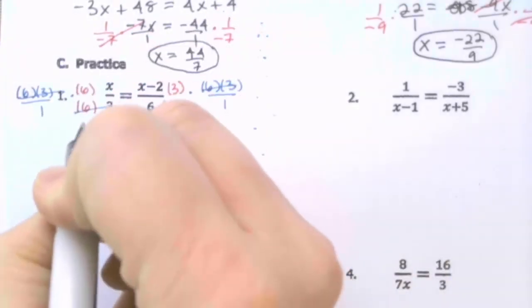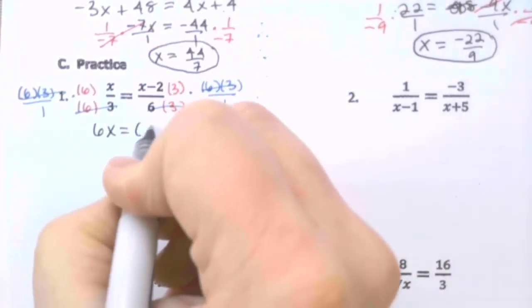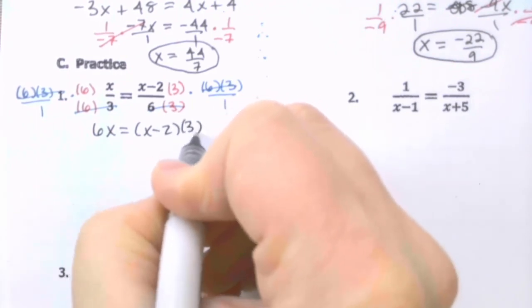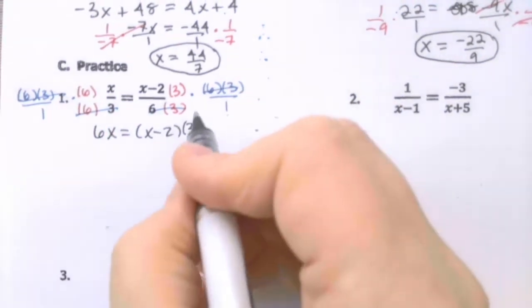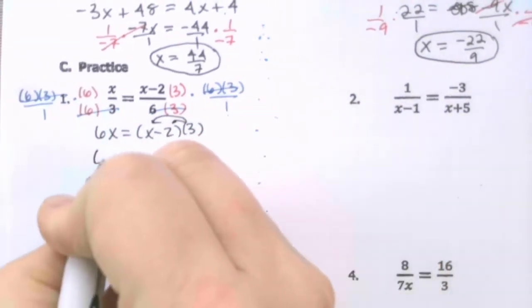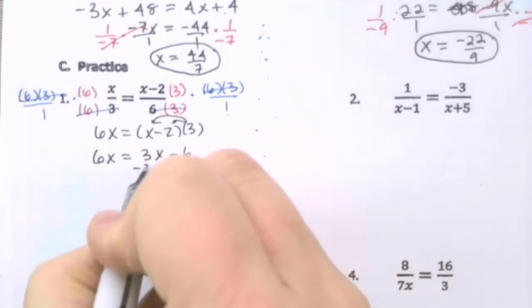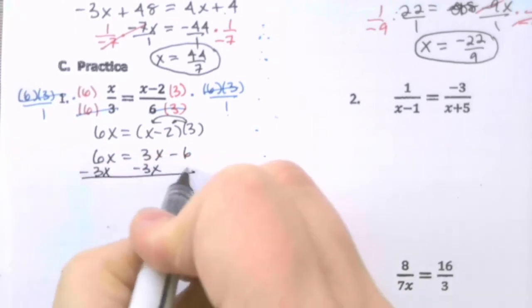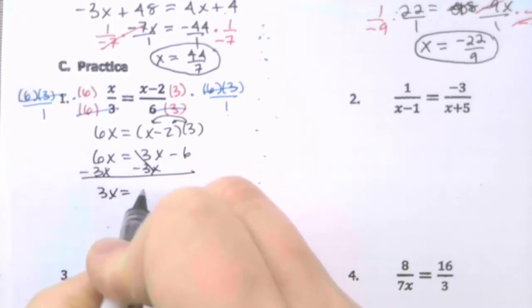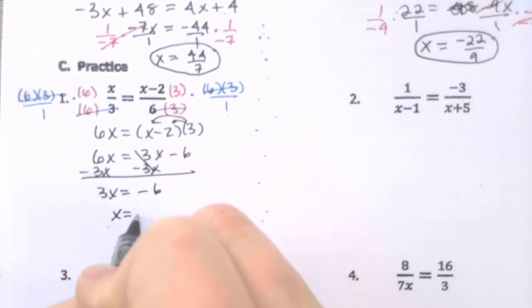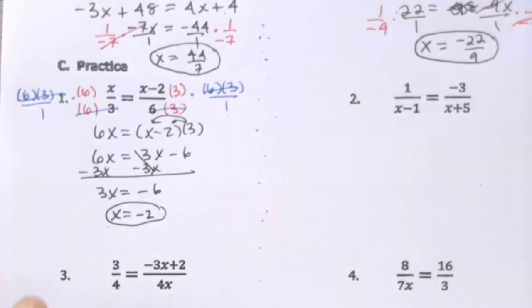So now I have 6 times x, which is 6x, equals x minus 2 times 3. Backwards distribute the 3. I get 6x equals 3x minus 6. Subtract the 3x over. 3x equals negative 6. So x, of course, must be negative 2 because that times 3 is a negative 6. All right, number 2.